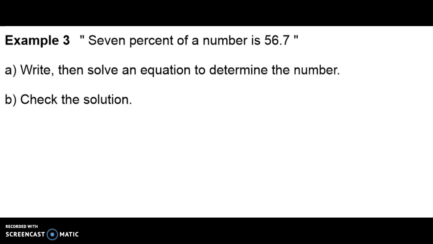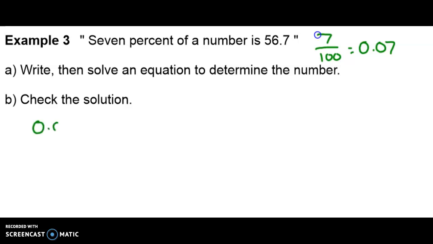For this example, we're trying to find the number of which 7% is 56.7. We're going to have to write an equation and then solve it to determine the number. The first thing we have to remember is that 7% can be written as 7 divided by 100, which is equal to 0.07 when we write it as a decimal. That's what we're going to put into our equation.